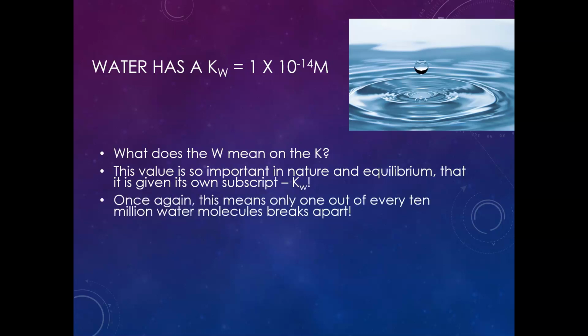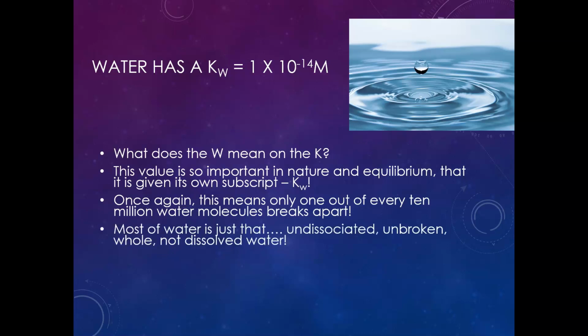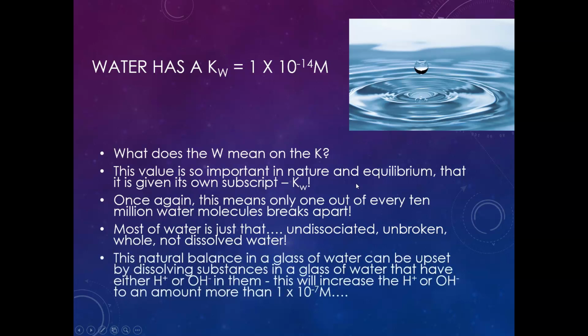So that means, again, that only 1 out of every 10 million water molecules is going to break apart. Water is very common on our planet, so this has its own known value. Most water is just that: undisassociated, unbroken, whole, boring, ordinary water. The natural balance in a glass of water can be upset by dissolving substances into that glass that have either a hydrogen ion or a hydroxide ion in them. That's going to increase the hydrogen or hydroxide ions to an amount that's more or less than that 1 times 10 to the negative 7th concentration.